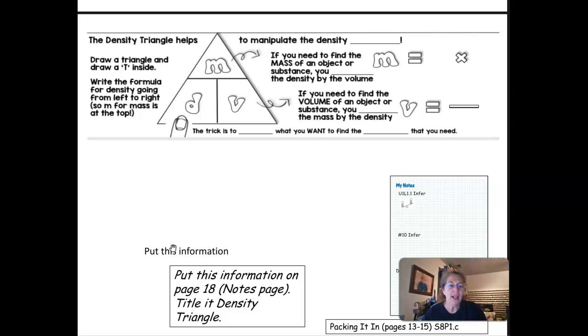You can also derive the equations to solve for what you want to also. So it depends which one you want to use. If you want a little bit of a challenge, you will derive the equations. So put this information on that notes page, page 18. Pause the video, fill in this information, and then come back to the video.